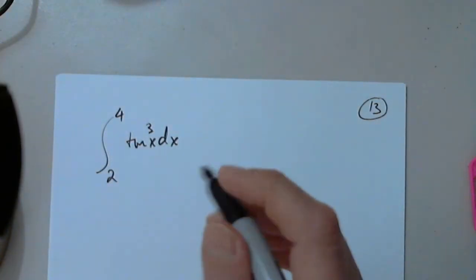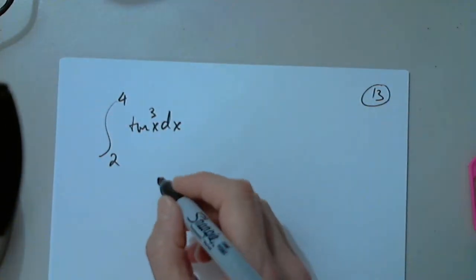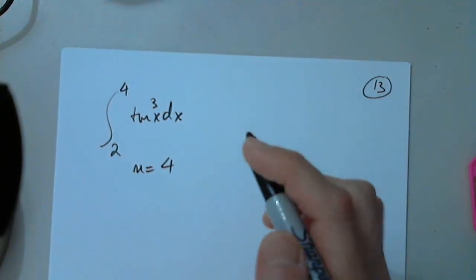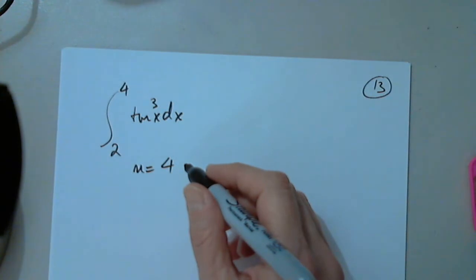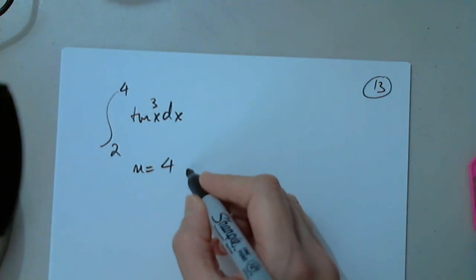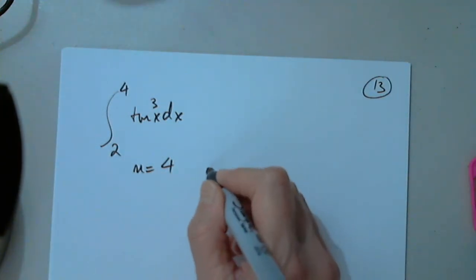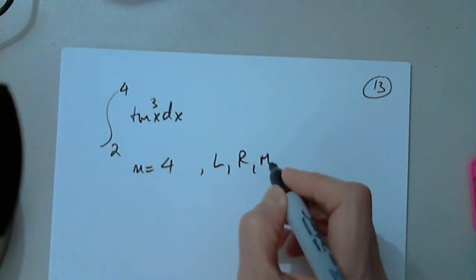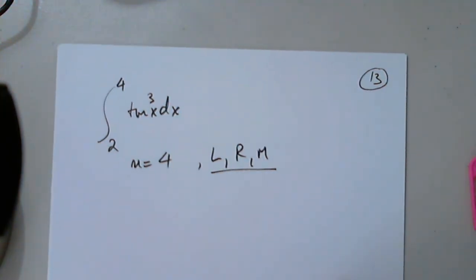Awesome. So let's say we're asked to use 4 subintervals, and whatever, what do you want to do? You want to do left, right, or midpoint? Choose one.